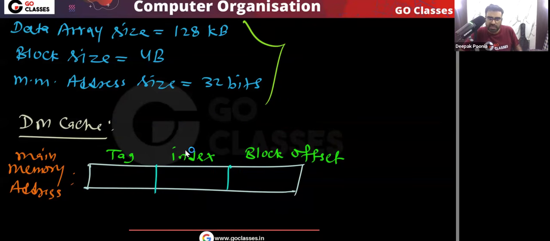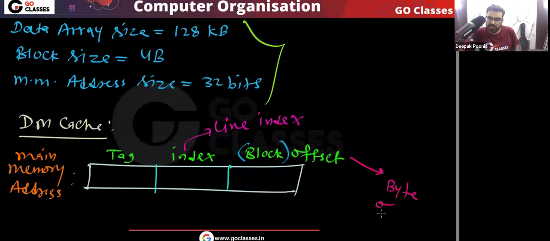In a direct mapped cache, this index means line index. This will tell you the line number. And the block offset, you can also call it just offset, and it still means block offset. If your main memory is byte addressable, then we can also call it byte offset. By default main memory is byte addressable, so you can call it byte offset. If your main memory is word addressable, then you can call it word offset.